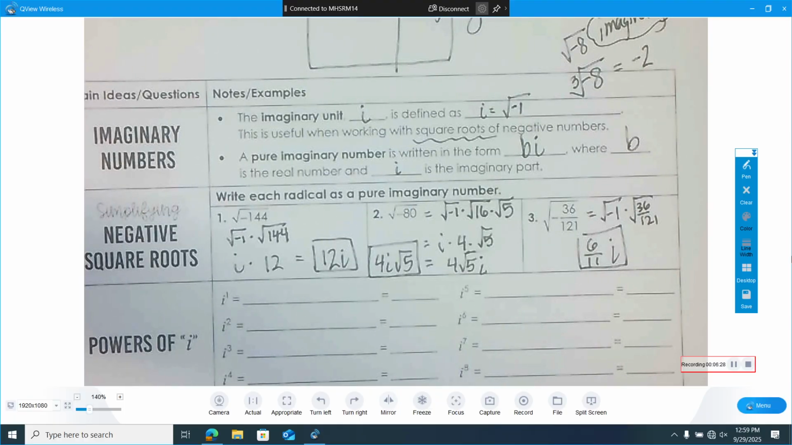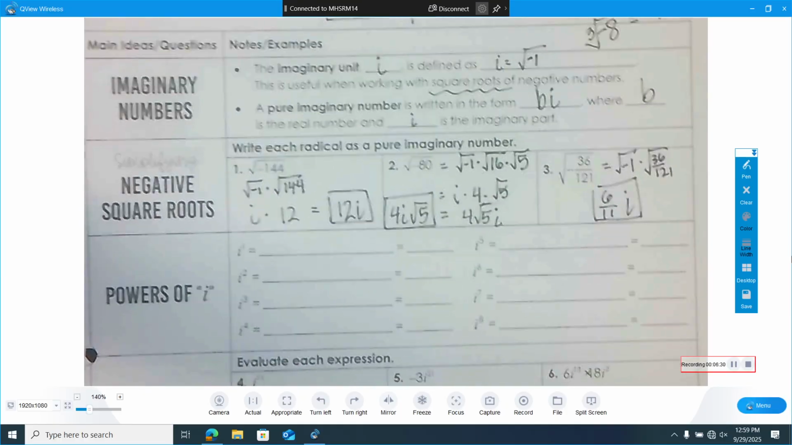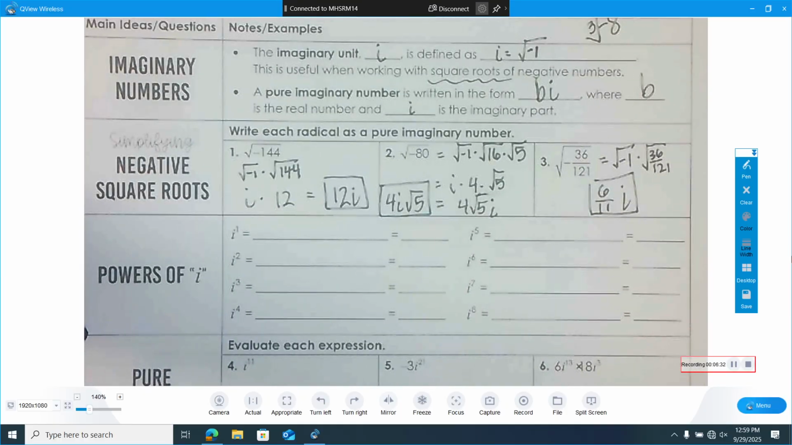Okay, so powers of i. This is a really common SAT question, which I think is just stupid. Your knowledge of the powers of i does nothing to convey your knowledge of math. Sometimes I hate the questions they ask on the SAT, but this is a common question. What is i to the 86th power? That's the question. And so how do we get there?